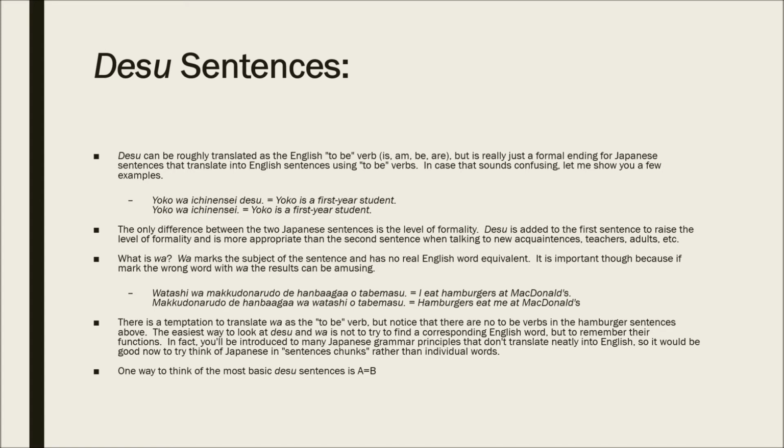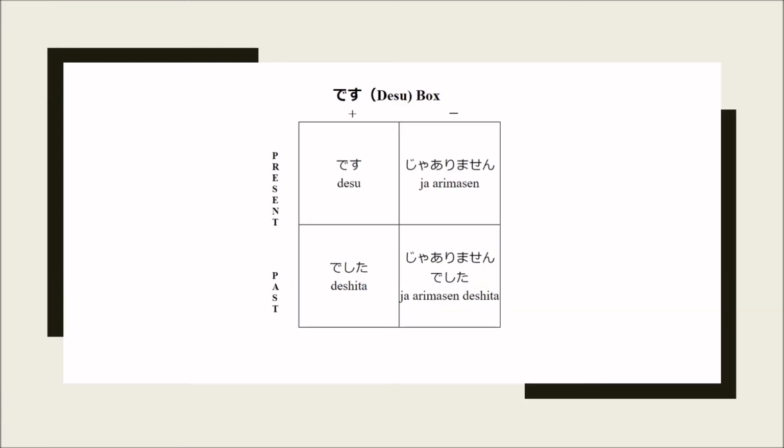Let's take a look at basically what a desu sentence is. A equals B is the most basic one. Now, desu is used in different situations, but what we're going to deal with right now is A equals B. That is an apple. Sore wa ringo desu. Now, the other thing you need to know about Japanese grammar is that there is no future tense. Of course, there is future meaning, but there's no future tense. It's all present tense or past tense, and it's positive or negative, which makes a nice little box.